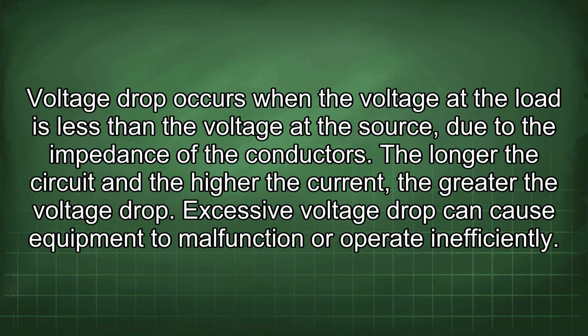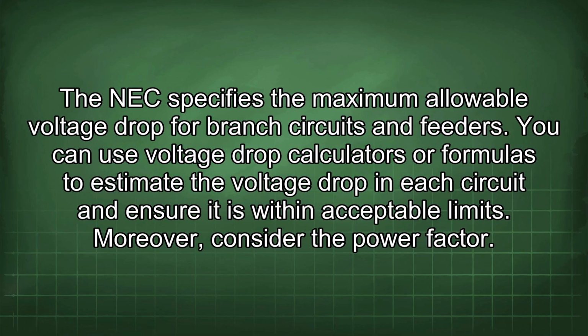Also, consider the voltage drop. Voltage drop occurs when the voltage at the load is less than the voltage at the source due to the impedance of the conductors. The longer the circuit and the higher the current, the greater the voltage drop. Excessive voltage drop can cause equipment to malfunction or operate inefficiently. The NEC specifies the maximum allowable voltage drop for branch circuits and feeders. You can use voltage drop calculators or formulas to estimate the voltage drop in each circuit and ensure it is within acceptable limits.